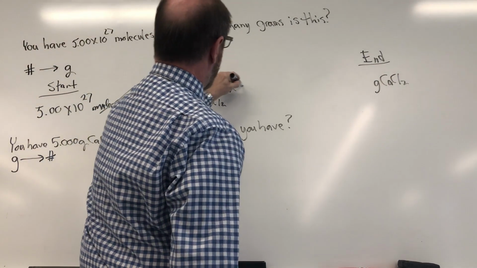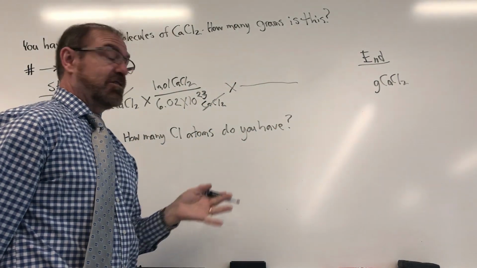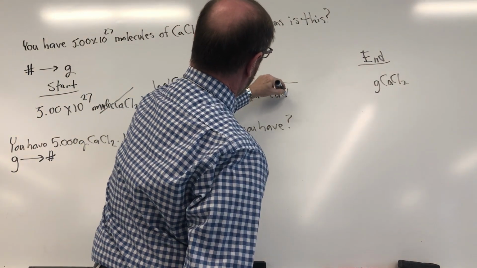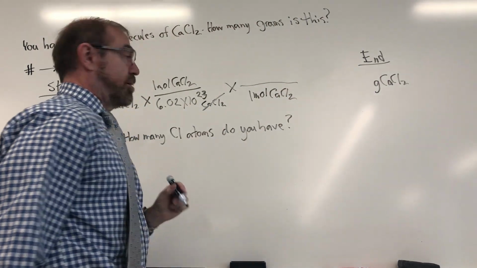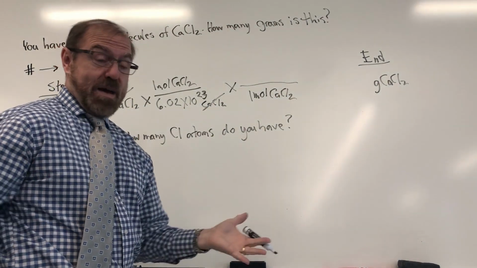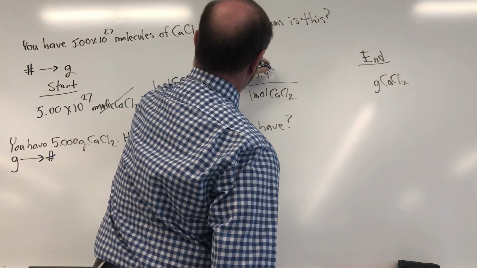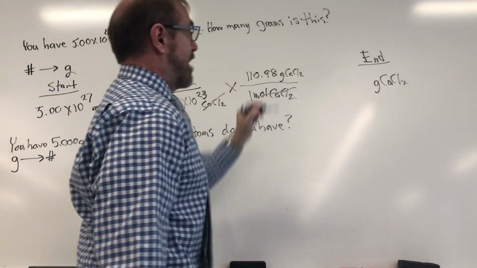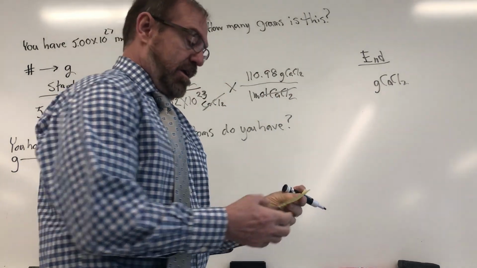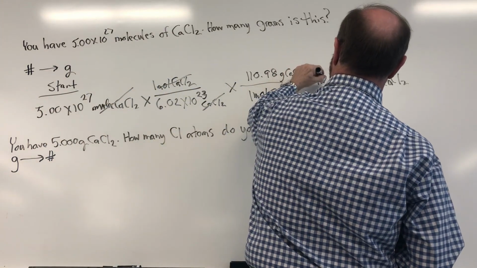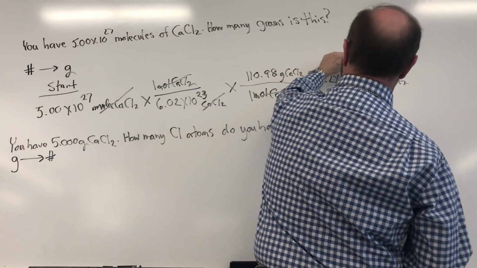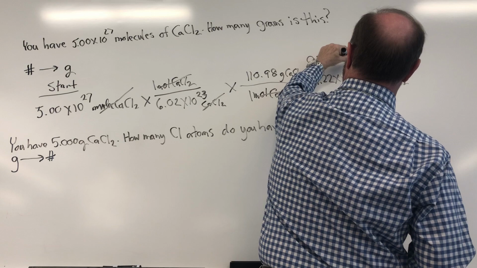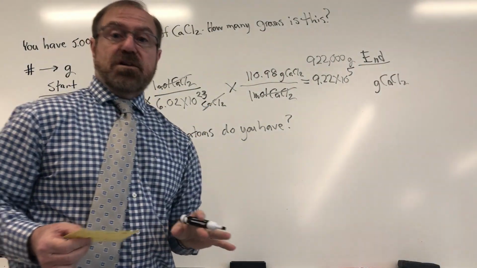To go from moles to grams, we're going to use the average atomic mass. Actually, this is a compound, so molar mass. We'll set it up so that 1 mole of calcium chloride is on the bottom, and on the top will be the molar mass, which is 110.98 grams of calcium chloride. Moles drop out. The only unit we're left with is grams, so we've set it up correctly. So your answer is going to be 9.22 times 10 to the 5th grams, and you could also write it as 922,000 grams. The answer has 3 sig figs.